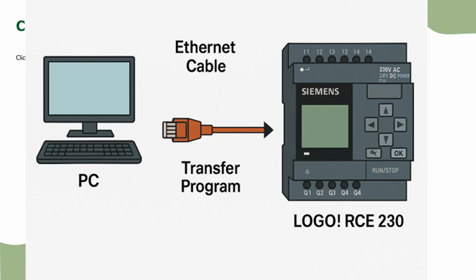If they are on the same subnet, they can communicate directly, so we do not need a router for this. So we have to set a static IP address on our computer, our PC, and also on the PLC. And they should have the same subnet so that they can communicate directly. So we will just connect an Ethernet cable from our computer or PC directly to the PLC, so it will communicate directly and we can upload our program to the PLC.